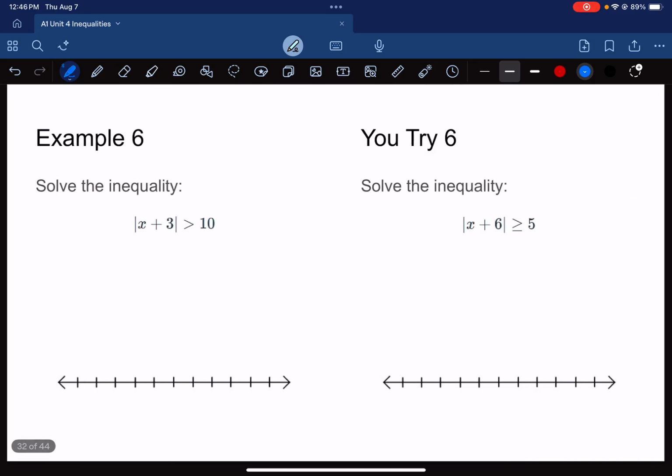All right, this one here is ready to split.